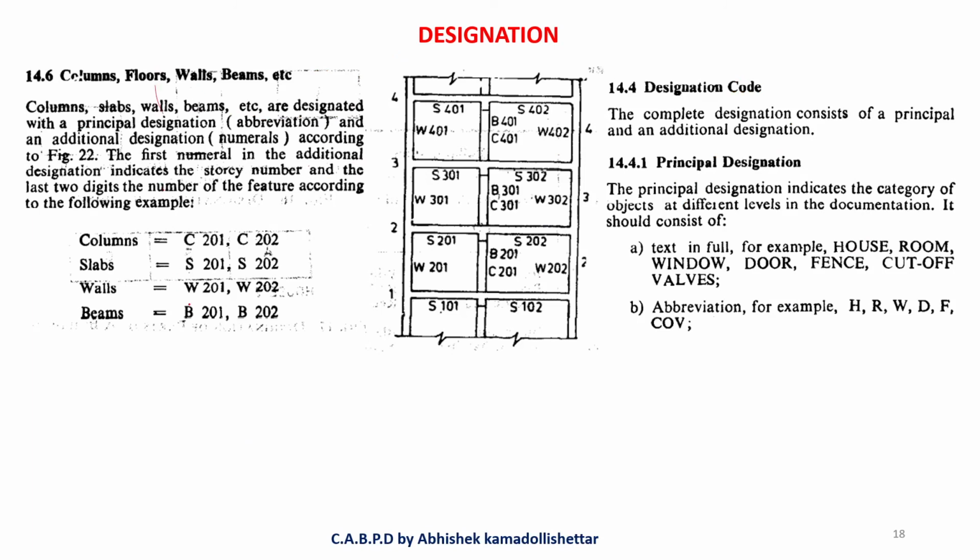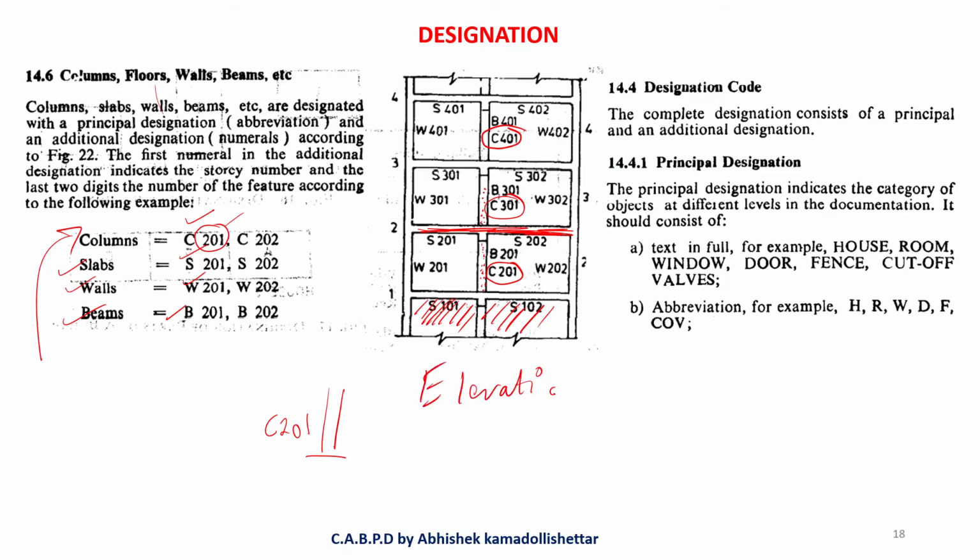Column. So how will you indicate it in a drawing? Suppose there is a column, you have to name it only as C, slab S, wall W, beam B. So this is an elevation, guys. In the elevation you can see that they have indicated the slab numbers 101, 102, 10201, which indicates the second floor. This is the second floor, third floor and fourth floor. So first floor, this is the second floor, this is the third floor and this is the fourth floor.